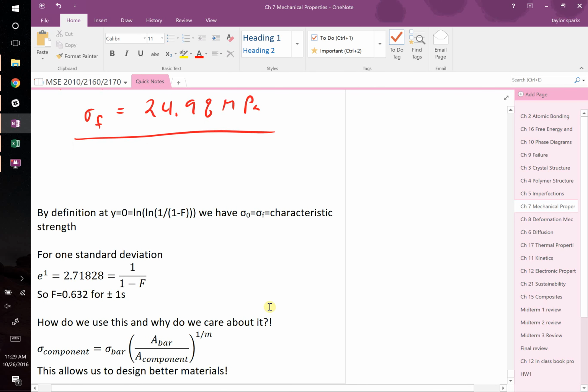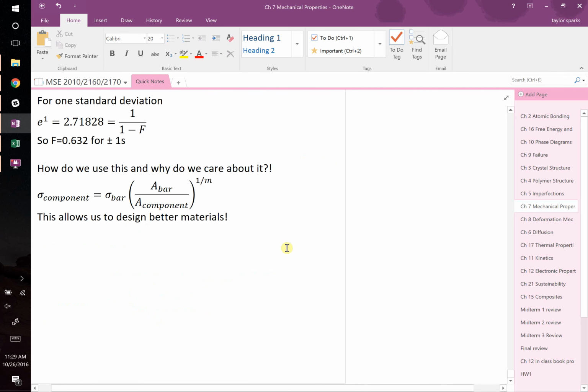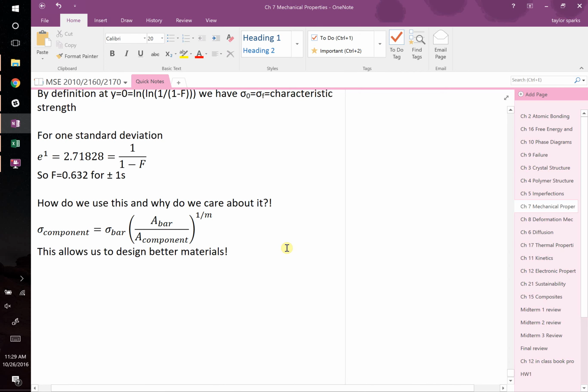Let's see, we can skip this part. Let's get to this end part right here. How do we actually use this as engineers? Well, it's fine if you're testing bars, right? If you're testing little matchstick shaped pieces of ceramic or whatever, it's fine to test it for that. But in the real world, we're building objects. We're building beakers, bearings, drive shafts, all sorts of things. And what's amazing and terrific about this is that Weibull analysis allows us to scale for larger and larger components, which we know will have statistically higher odds of having that critical flaw that will cause failure.